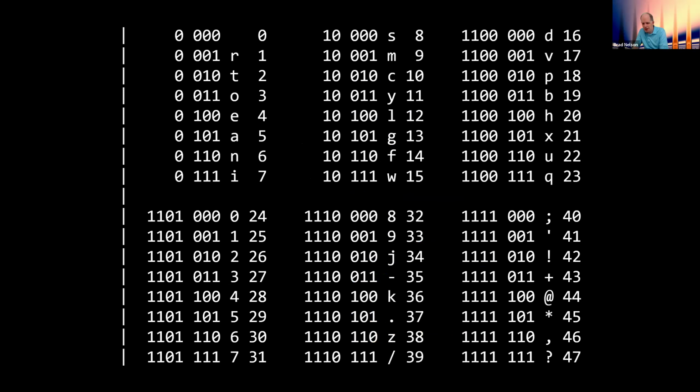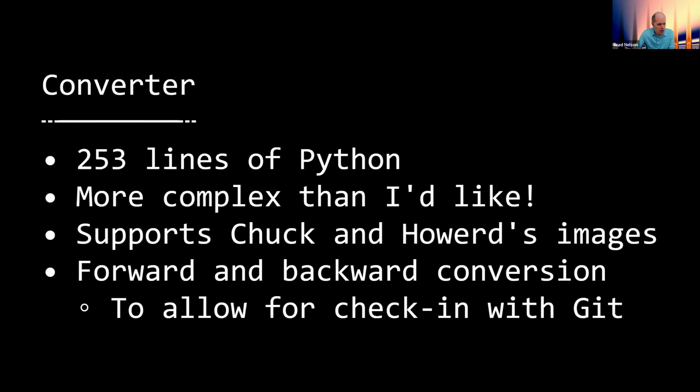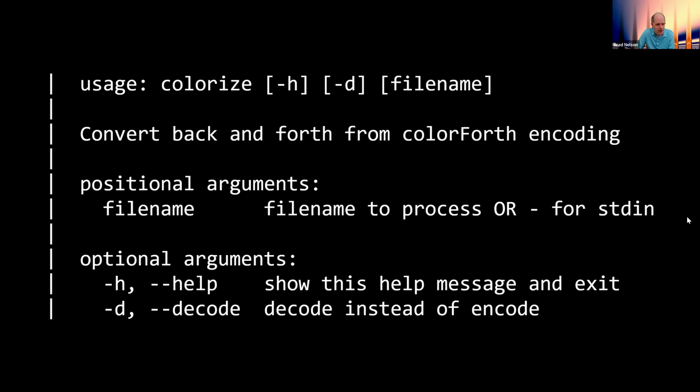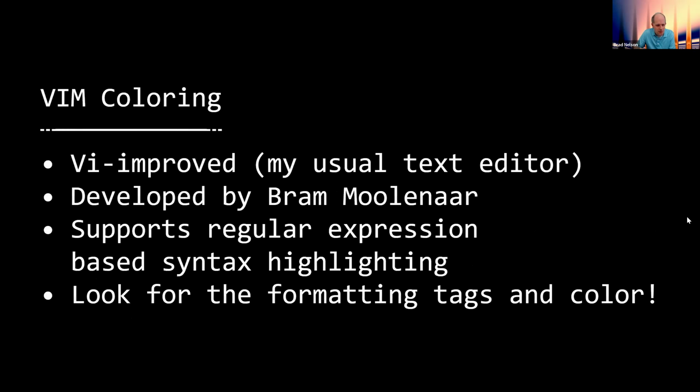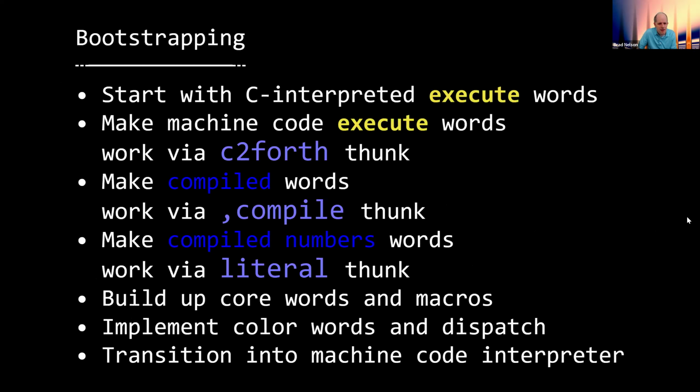And you can run the thing at the command line. I made a plugin, as I mentioned, for Vim to be able to show the colors as I edit things. And then to bootstrap, what I do is I start with a C interpreter that only knows how to execute words out of the dictionary. So it understands the dictionary format enough to traverse the dictionary, look for a word, and then invoke it using a thunk that it assumes is also available in the dictionary.